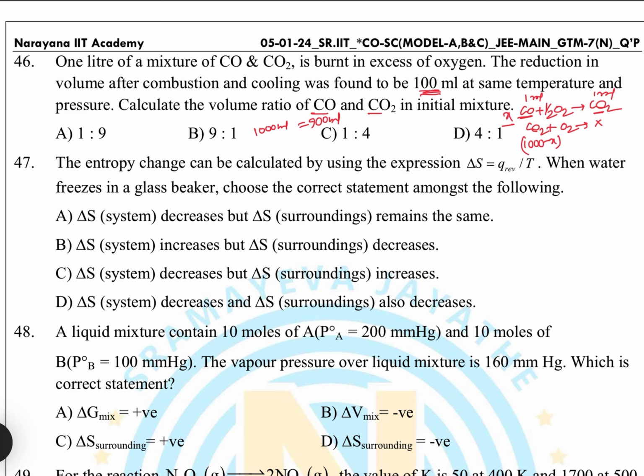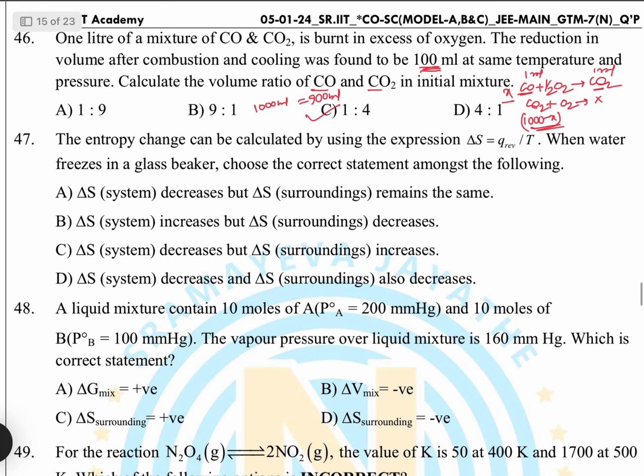Volume ratio of CO and CO2 in the initial mixture. That means in 1 liter, how much CO and CO2 are there, is what it's asking. Check like this, it will be easy for you. Try this, and according to my key, it's showing the 46th question, C option. Check. If you're not getting it, please mention me in the comments. I will give you the complete solution.